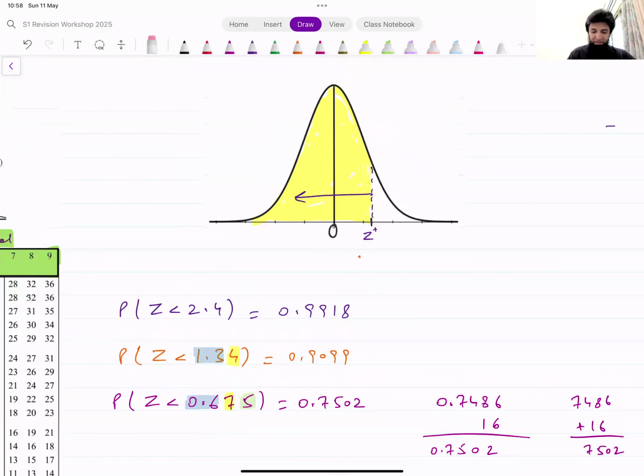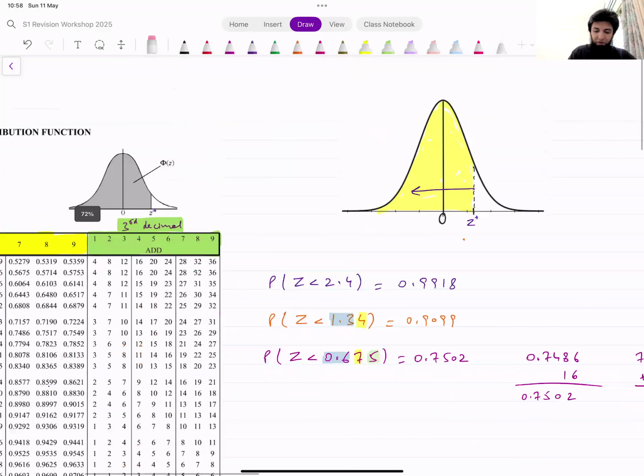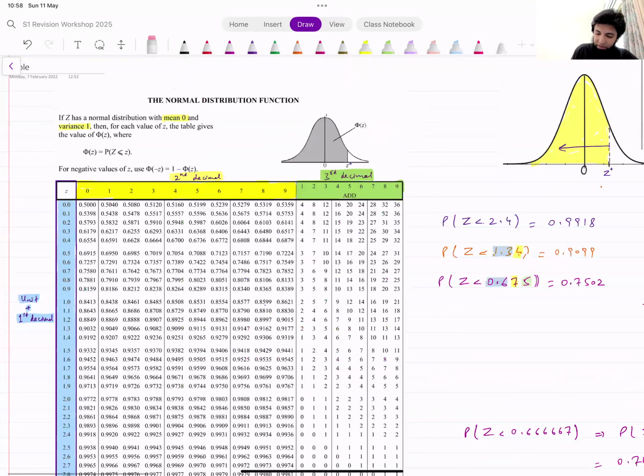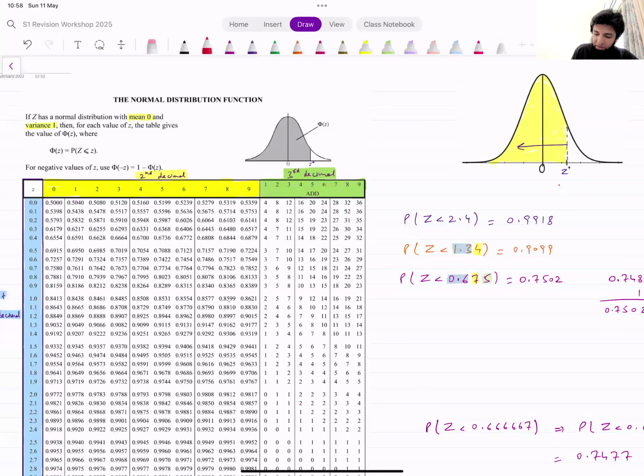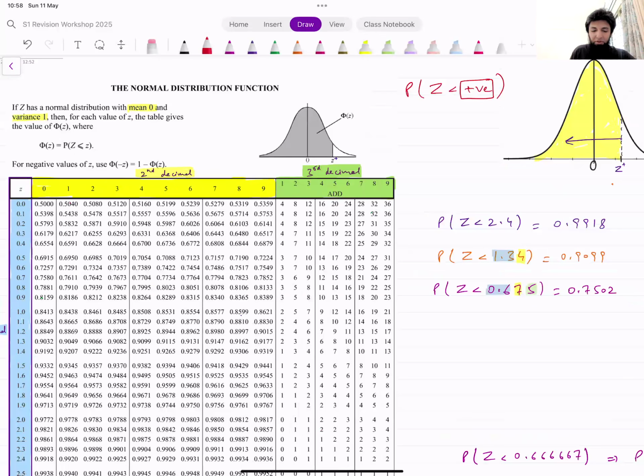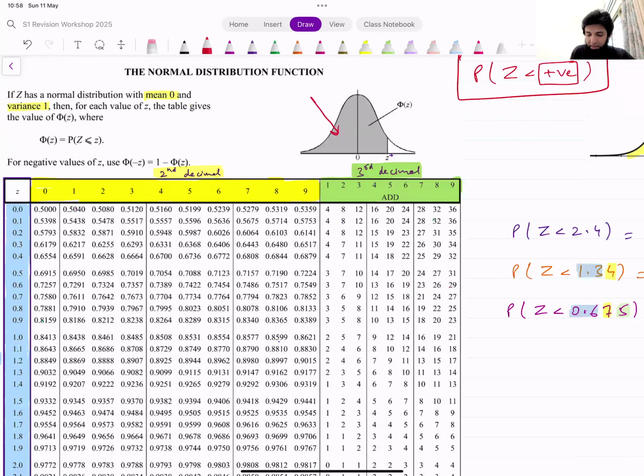To be able to use this table, you need a form that looks like this, Z less than a positive value. Okay, this is the only form for which the table can be used. If this is not the form that you have, then the table cannot be used. Okay, so the table is only used for this particular form, Z less than a positive number. And it's shown here using this graph as well that you will get in the exam. In the formula sheet, you'll have this graph given, and that tells you that you're looking at the left side of a positive value. Okay, so that's how you read this table.